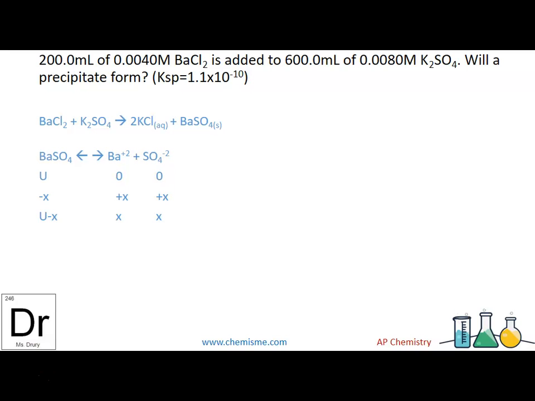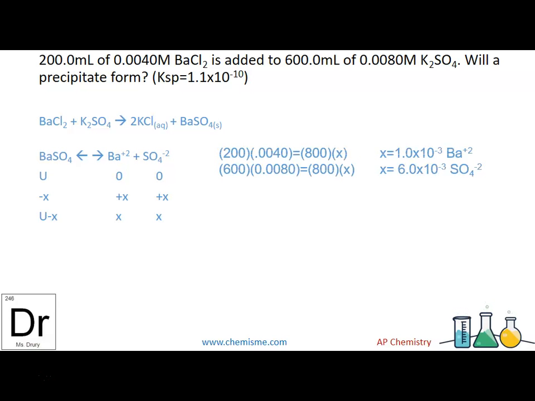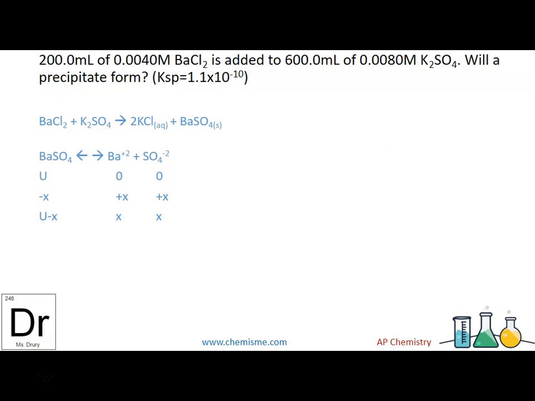Again, I don't care about what's on the left side there. Unknowns and not important since solids don't go in our Ks or our Qs. Our Q is going to just be barium times sulfate ions. Here's the problem though: when you add barium chloride to potassium sulfate, it's no longer just 200 milliliters or just 600 milliliters. Now you have a solution of 800 milliliters. In that case, you've diluted both solutions.